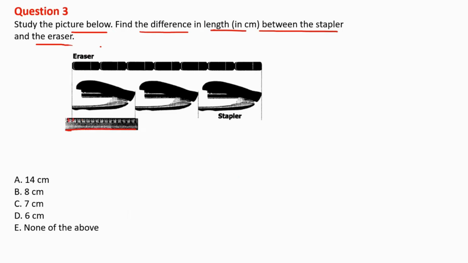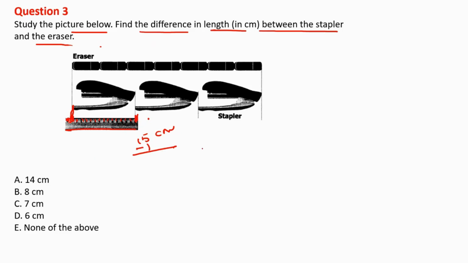0, 1, a scale is of 15 centimeters. 0, 1, 2, 3, 4, 5, 6, 7, 8, 9, 10, 11, 12, 13, 14, 15. Any ruler or small scale, that's a 15 centimeter. The stapler starts from 1. The 0 is missing. Starting from 1 centimeter, and ending at the end only, 15 centimeters.